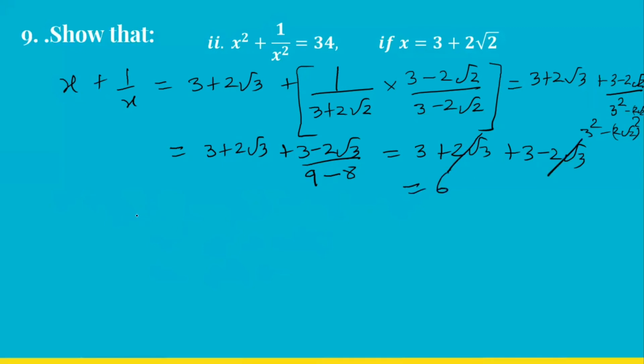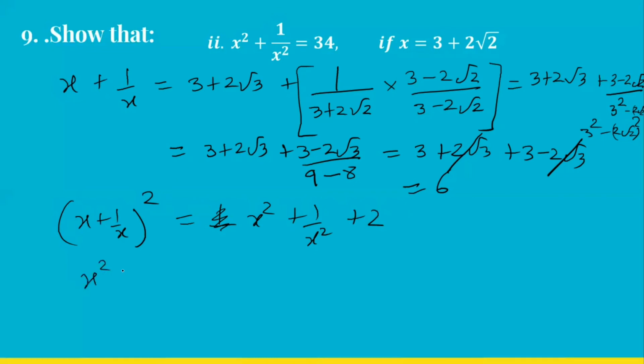Now we got the value of x plus 1 upon x as 6. Let us now do x plus 1 upon x the whole square. So (x plus 1 upon x) the whole square is x square plus 1 upon x square plus 2, right? So we want to find the value of x square plus 1 upon x square. This plus 2 will go here, it will become minus.